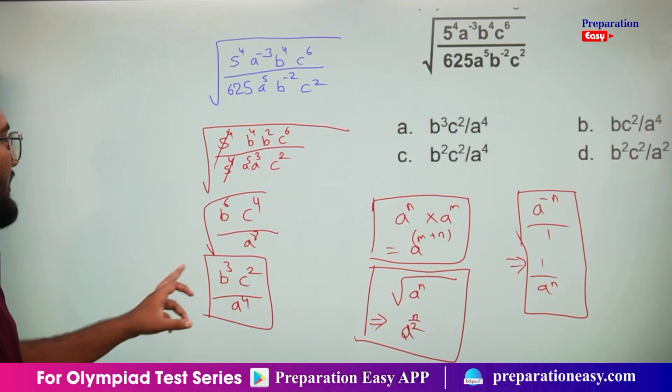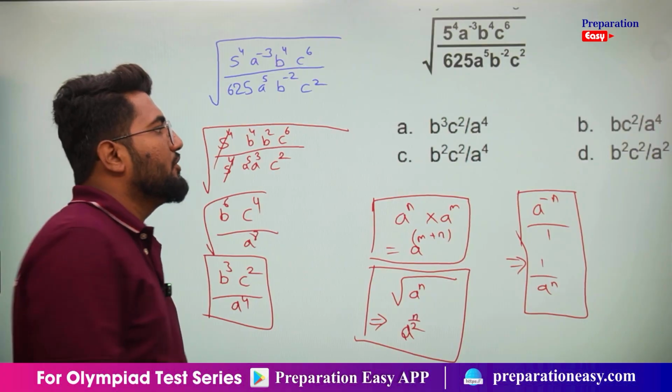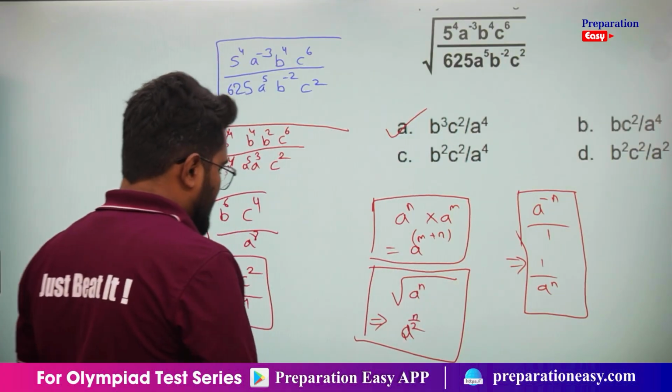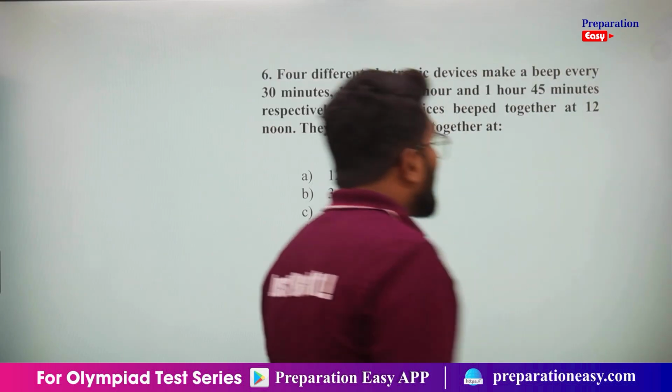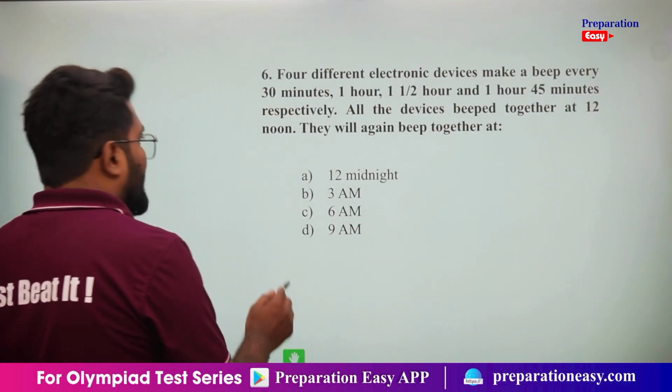Is there any option? b power 3, c power 2, a power 4. Option A is our correct answer. Okay, so let's move towards the next question. Question number 6.